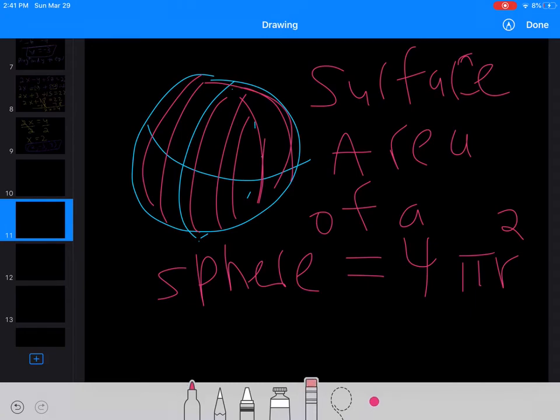Okay, so let me just erase that. So make sure you know the squared is above the r. So it's going to be 4 pi r squared. And of course you can put this in your formula book too. All right, so let's look at a couple of problems here.